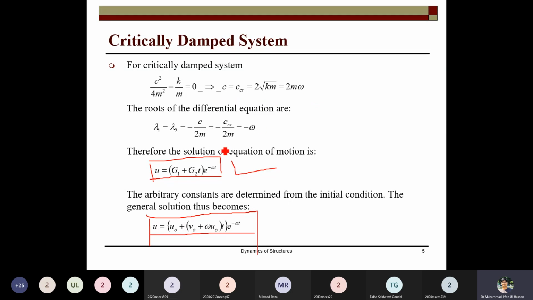Here both the roots will give the same answer, omega, and when we put the value of lambda as minus omega, then by determining the initial conditions, putting u equal to u naught and v naught, to find out the unknown constants G1 and G2. G1 comes out to be u naught, G2 comes out to be v naught plus omega u naught, t is here. So this is equal to the u value for the critically damped system.